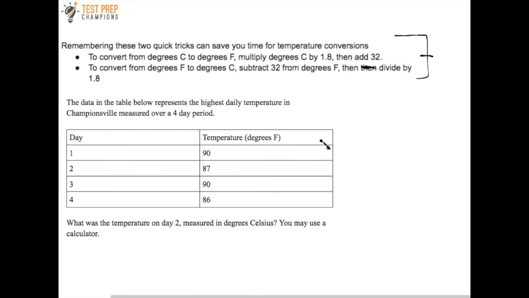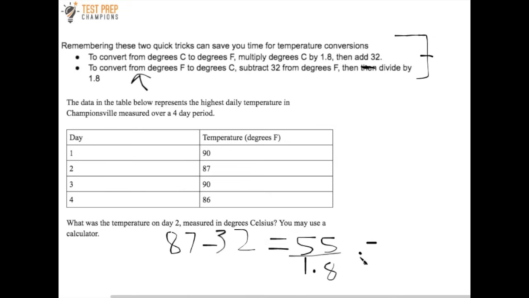Okay, so if we want to use the trick here, we're starting in degrees Fahrenheit, so we're going to use the second bullet point. To convert F to C, we subtract 32 from the degrees Fahrenheit. So I'm going to do 87 minus 32, and in my calculator I get 55. Then I'm just going to divide by 1.8. So let me divide 55 by 1.8, and I get about 30.55555 and a bunch of fives. I'm just going to round it to 30.56.